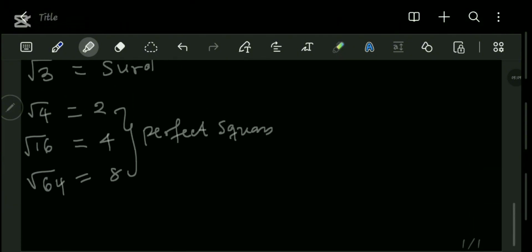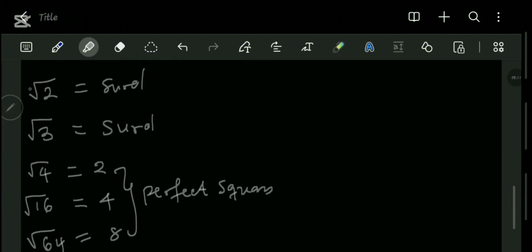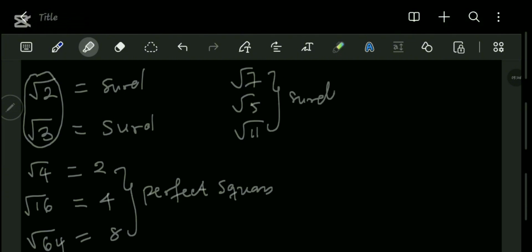But when I have something of this nature, square root of 2, square root of 3, square root of 5, square root of 7, square root of, let's say, 11, all these numbers, they are all surds.